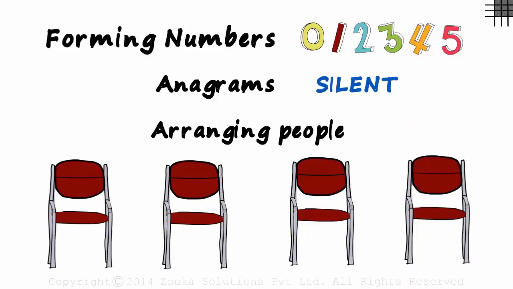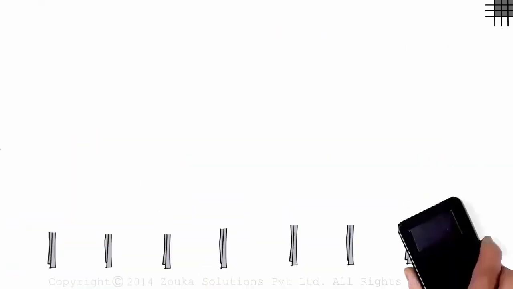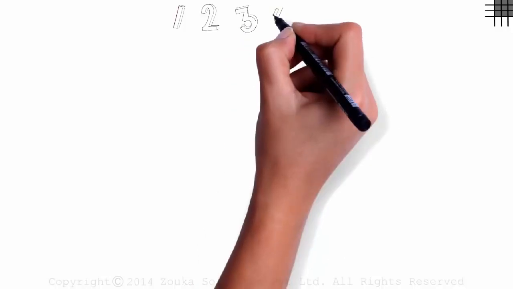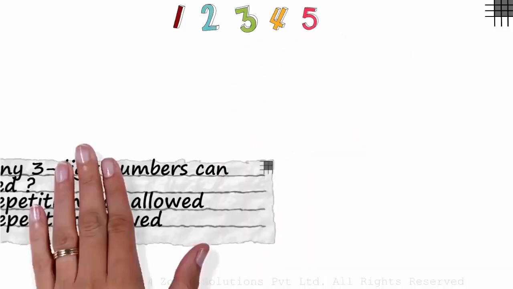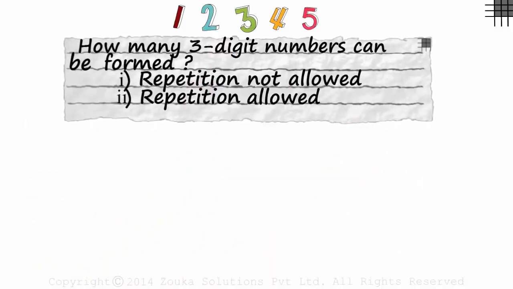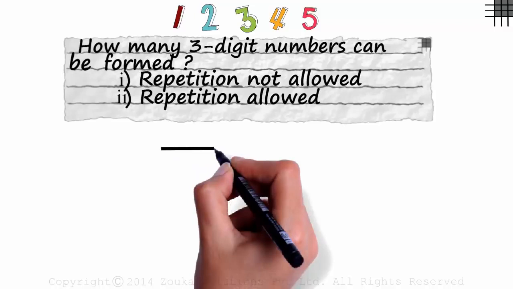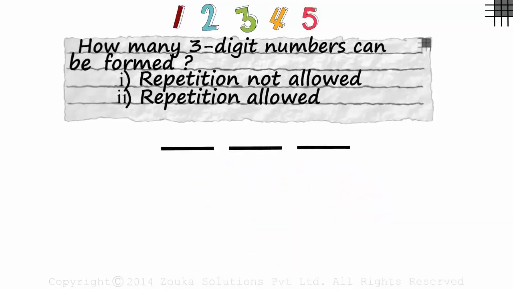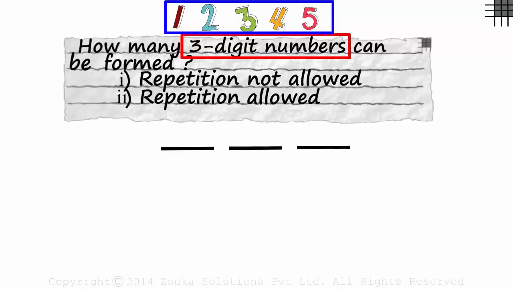So in this session and the next few, we will be looking at the first category, arranging digits to form numbers. Let's say we have these 5 digits with us, and this is what we're asked. Read the question well. How many 3-digit numbers can be formed? Let's form 3 slots here for the 3 digits. How many 3-digit numbers can we form using these 5 digits?